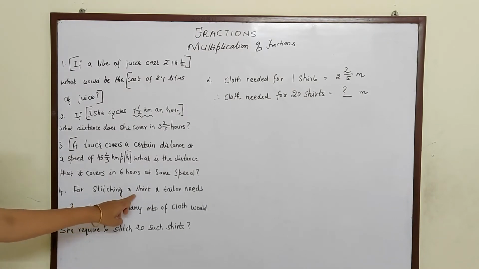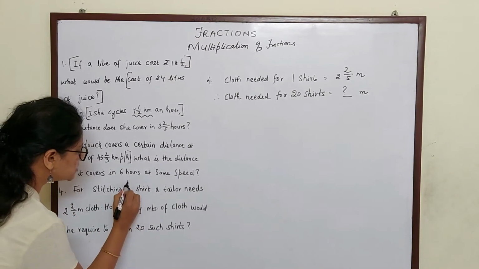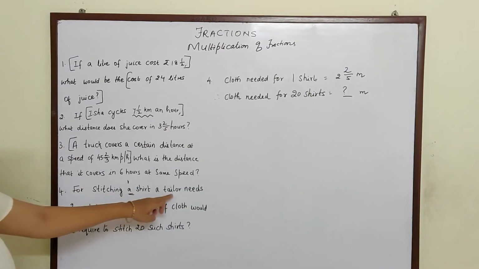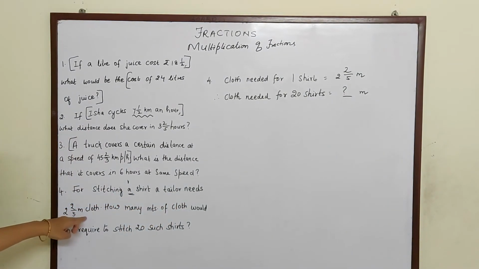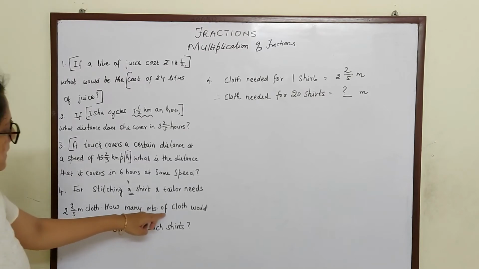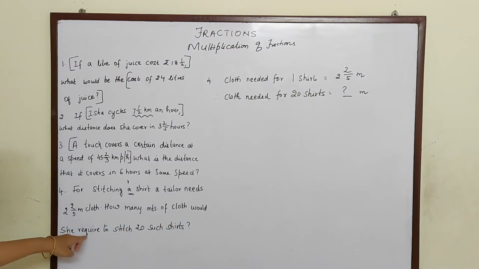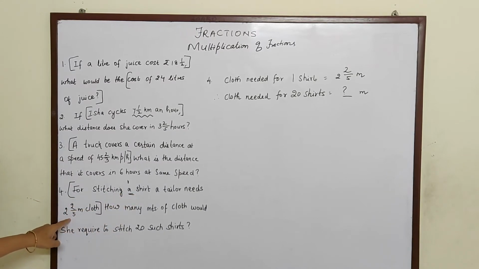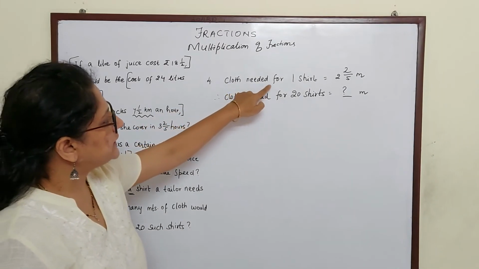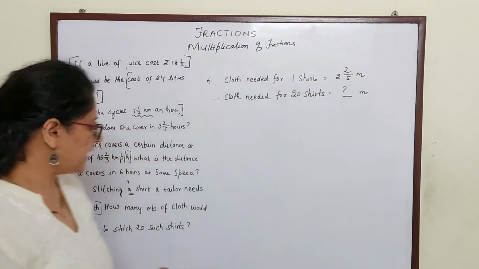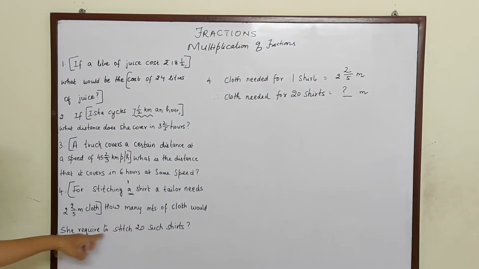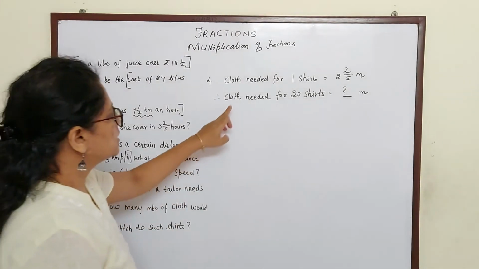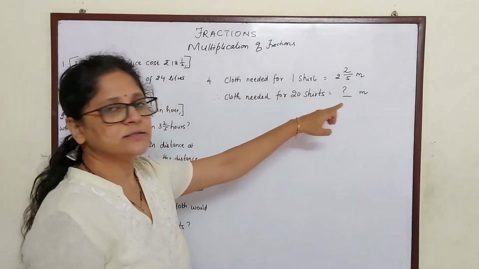So we have come to the last word problem. For stitching a shirt, meaning one shirt, a tailor needs 2 2 by 5 meter cloth. How many meters of cloth would she require to stitch 20 such shirts? So I will divide this question. They have given that for one shirt to be stitched, they need 2 2 by 5 meter cloth. So cloth needed for one shirt is 2 2 by 5. How many meters of cloth are required to stitch 20 shirts? So cloth needed for 20 shirts is how much?